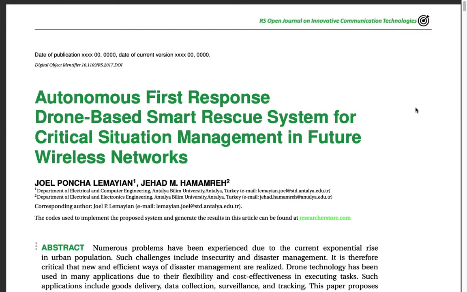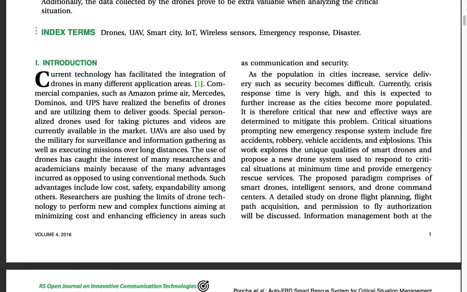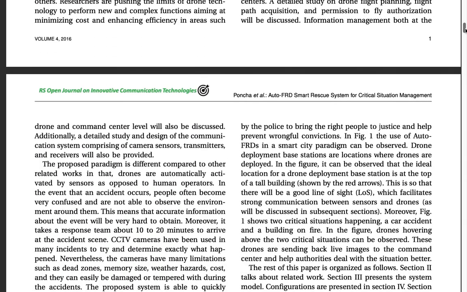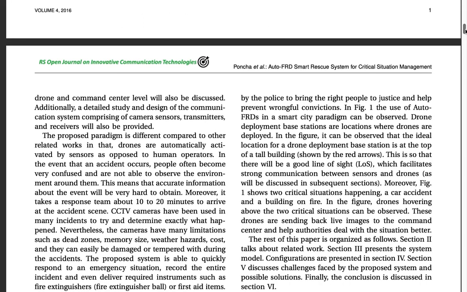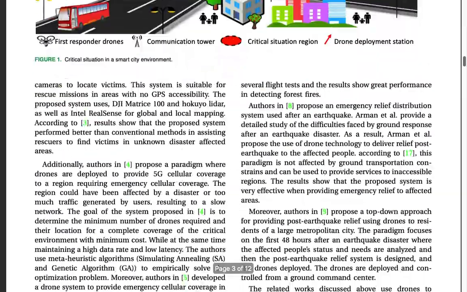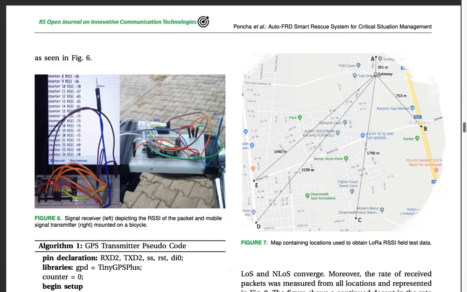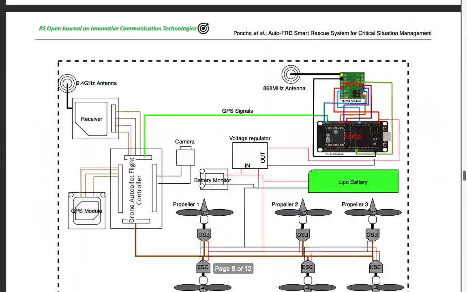This project has been discussed in this paper, which we are going to go through. It has been published in the RS Open Journal, and all the algorithms and the codes are available if you need to take a much closer look. We will discuss the system design, the application of this particular system, and the results obtained.